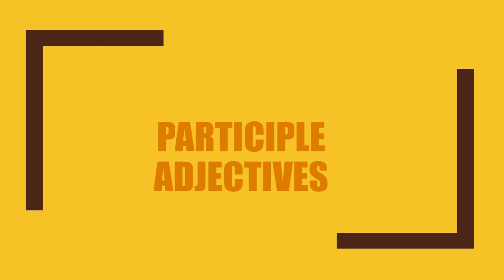Last session we were studying the participles and the participial phrase, using them as adjectives in a sentence. Today we are going to study the differentiation between the present participle adjective and the past participle adjective, how to use them, and the difference between the two.